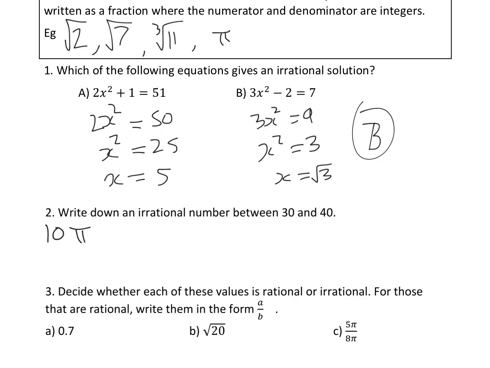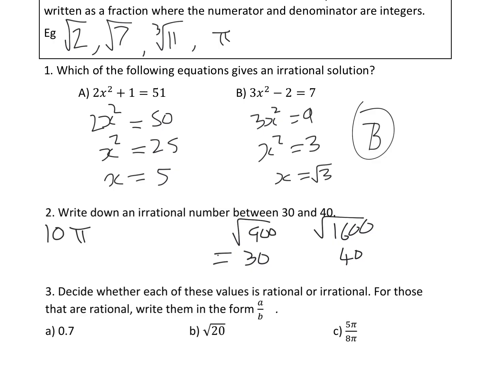Look at the 30 and the 40 and square them. 30 squared would be 900, and 40 squared would be 1600. So if you square root 900, you would get 30. If you square root 1600, you would get 40. But what happens if you root a number in between?